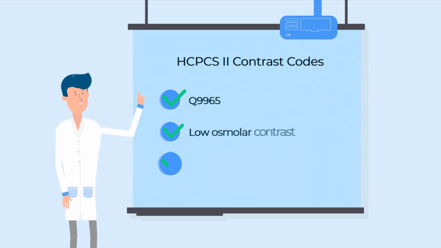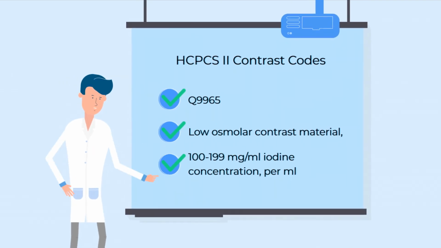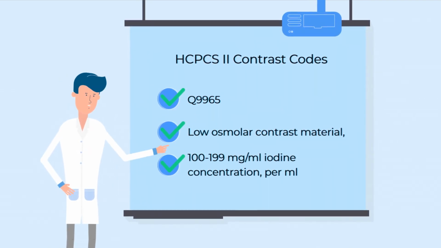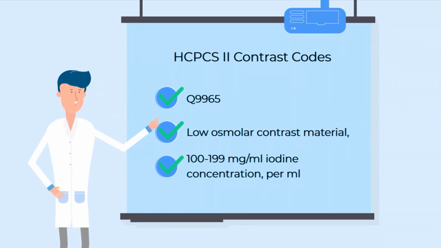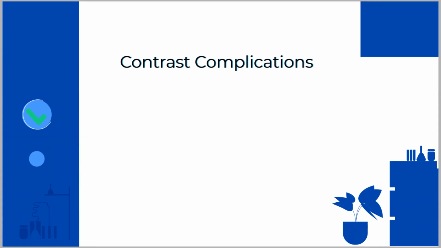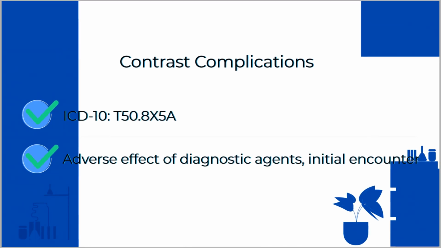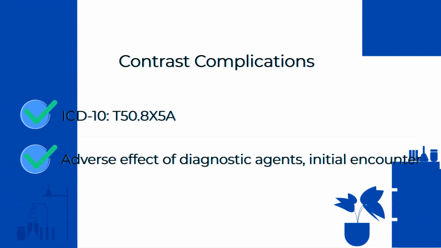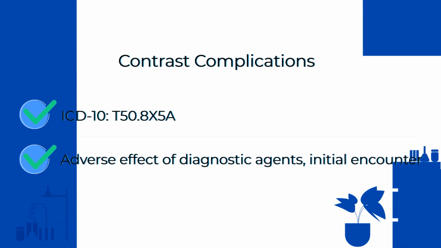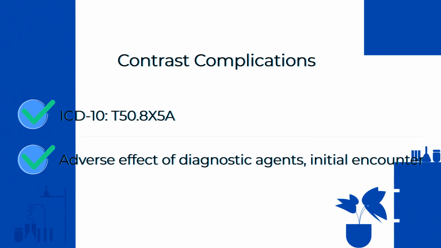HCPCS codes, Q codes, may be used to report the cost of the contrast material itself if in an outpatient setting. In the hospital, this is charged out by the radiology department. Additionally, if there are any complications related to contrast, you may need to assign additional diagnosis codes. If an artifact, like streaks from improper contrast flow, ruins the image and a repeat scan is needed, it must be clearly documented in the report.